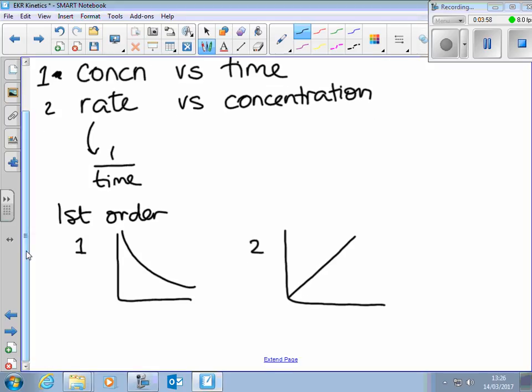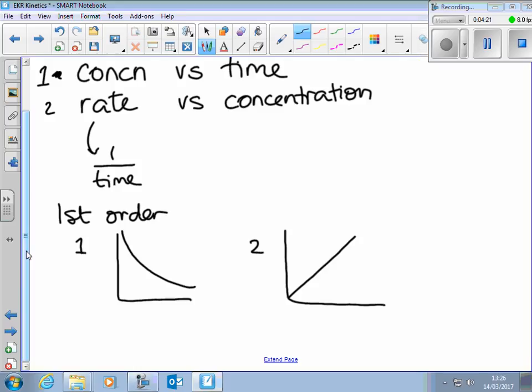And what that's telling us is when we double the concentration of whichever reactant we're interested in, the rate doubles as well. If we treble it, the rate trebles. If we quadruple it, the rate quadruples. They go up by the same amount, to the power of 1. So a rather nice straight line.